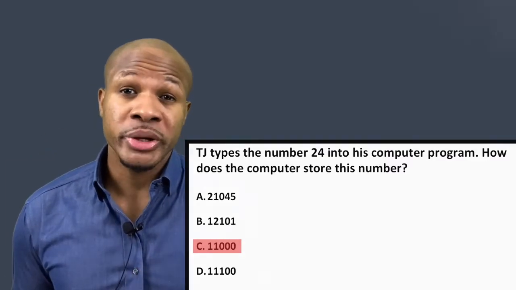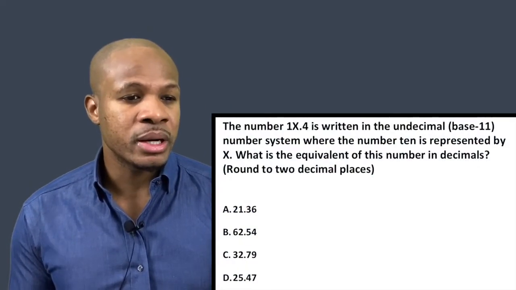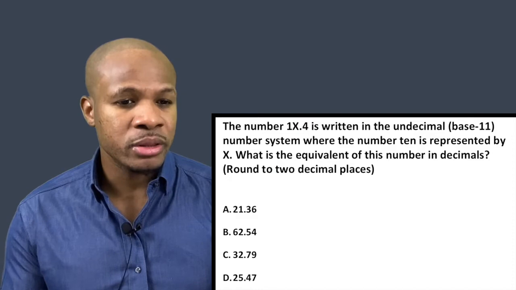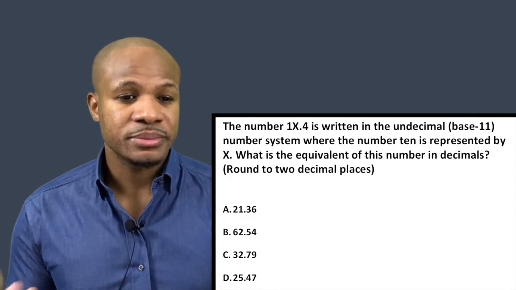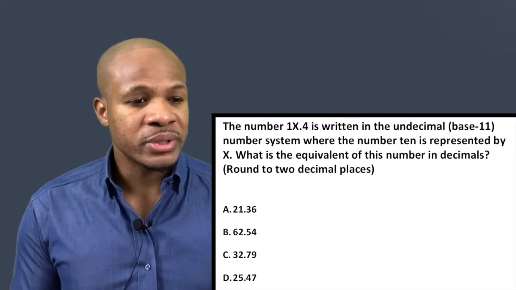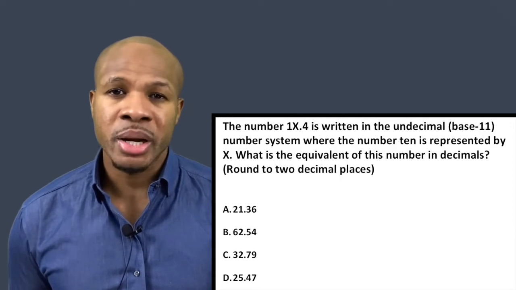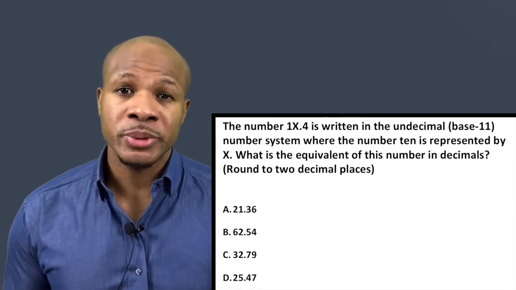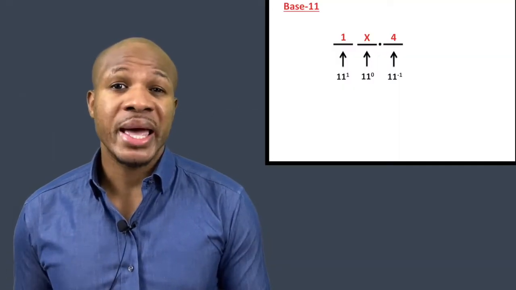Okay, question number 3. Question 3 states, the number 1x.4 is written in the undecimal, which is a base 11 number system, where the number 10 is represented by x. What is the equivalent of this number in decimals? Round to 2 decimal places. So same type of problem except for this number. This number is represented in a numerical system of base 11. So with a base 11, we're going to have 10 ones.